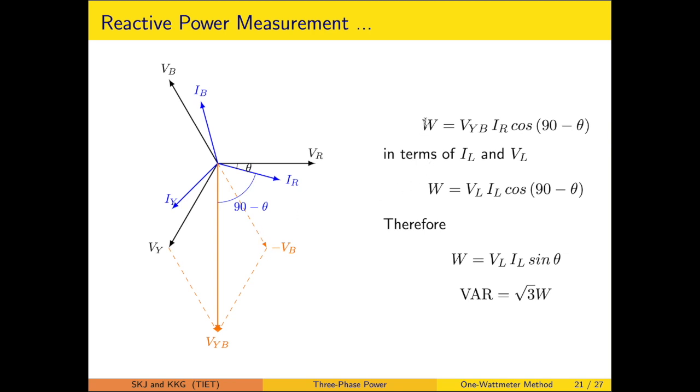W is VYB into IR cosine of 90 minus theta. In terms of the line parameters, this comes out like this. Cosine of 90 minus theta yields sine theta, so the expression is like this. When we multiply by root 3, it gives us the three-phase reactive power by a single measurement.